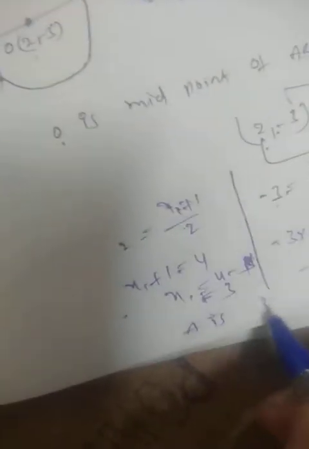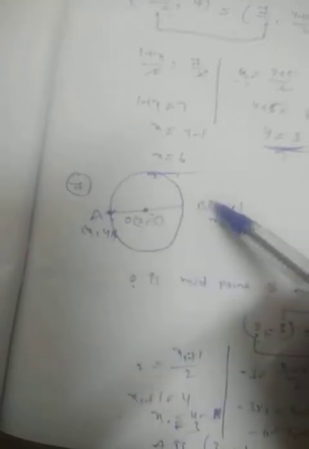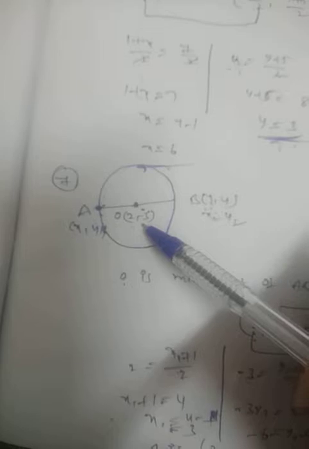So (x1, y1), or A, will become (3, -10). A is (3, -10). Once again, nothing here. Simply this will be the midpoint. So by using the midpoint formula, calculate the midpoint of AB and equate it to (2, -3), so that you will get the values of x1 and y1.